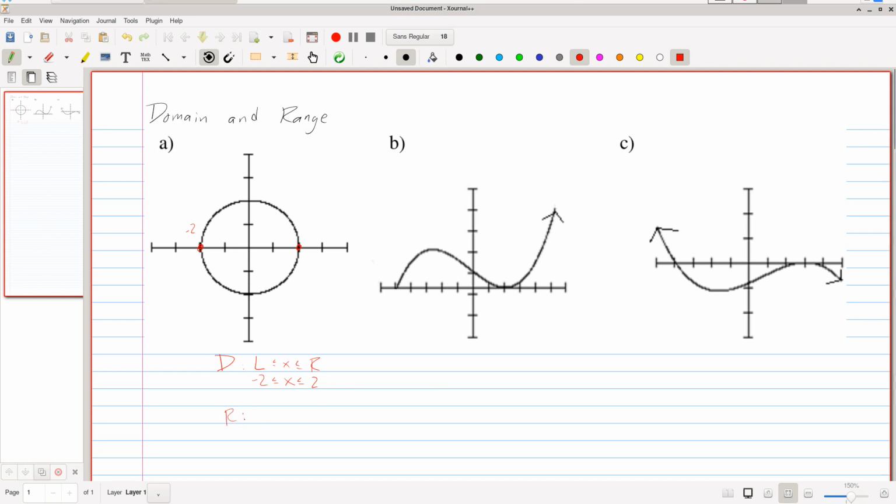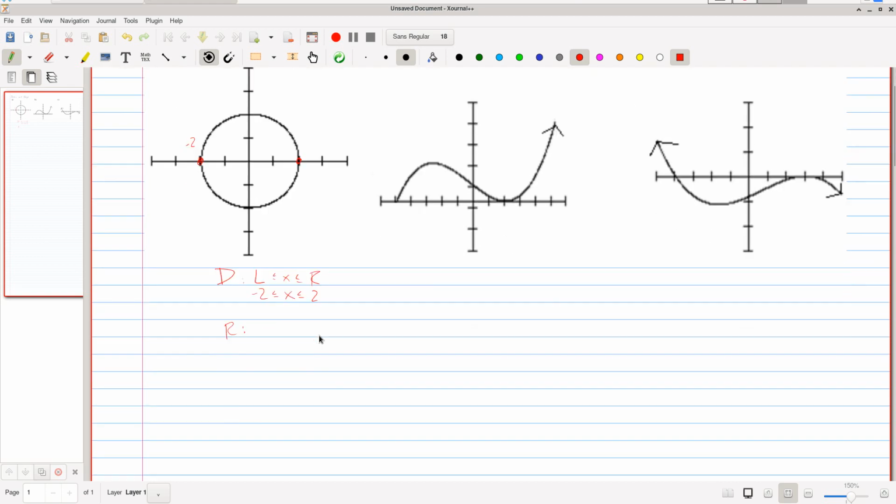And then to get the range, we're going to look at the bottommost y value up to the topmost y value. So the bottommost y value is down here at y equals -2. And the topmost y value is the peak that's right here at y equals +2. So the range of this function is -2 less than or equal to y less than or equal to +2.